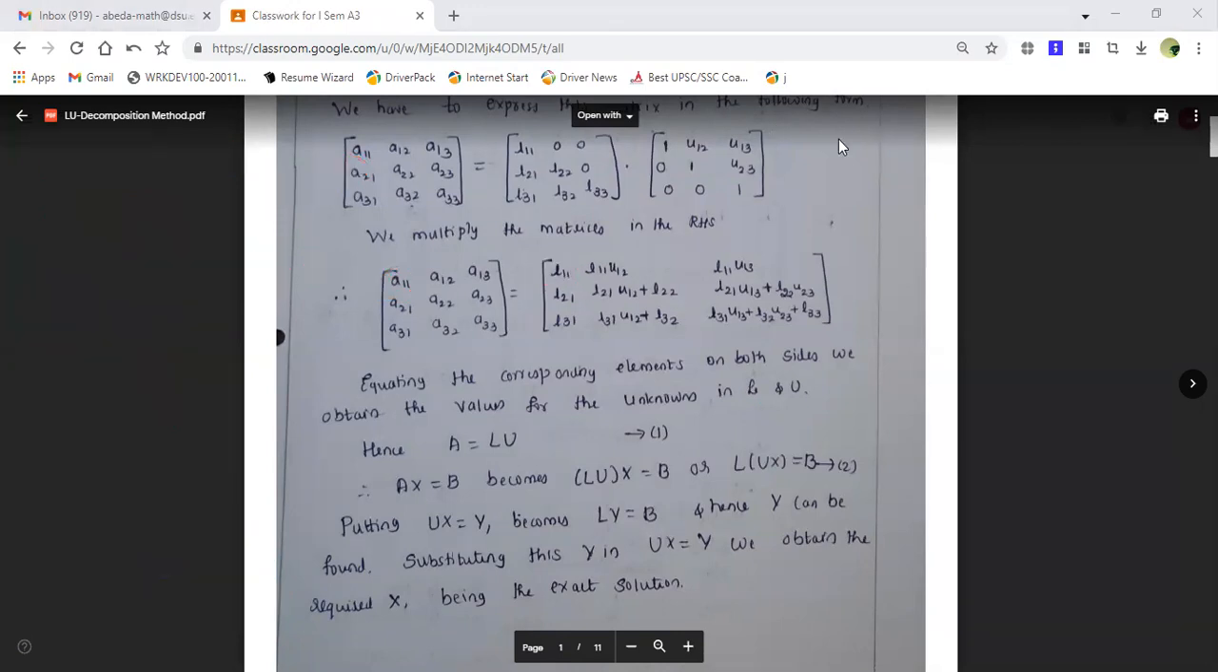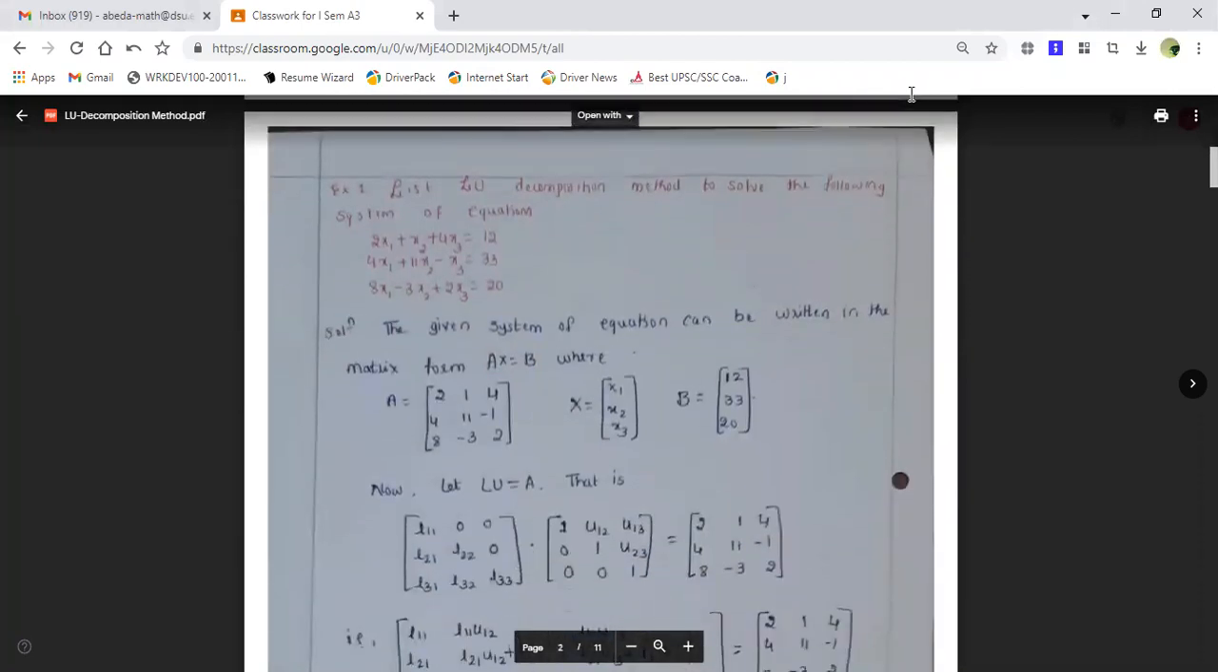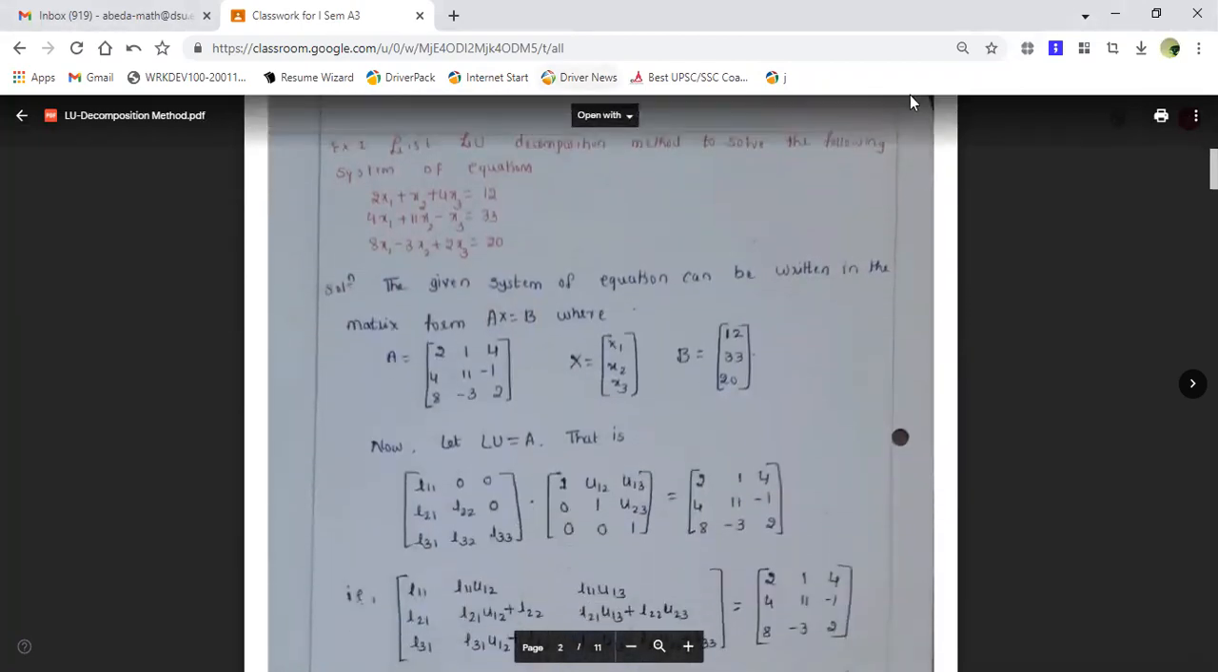So now let's understand the same procedure with the help of an example. This example says to use the LU decomposition method to solve the following system of equations. So now let's solve this particular system by using the LU decomposition method. When they specifically mention the LU decomposition method, we are supposed to use LU decomposition only.